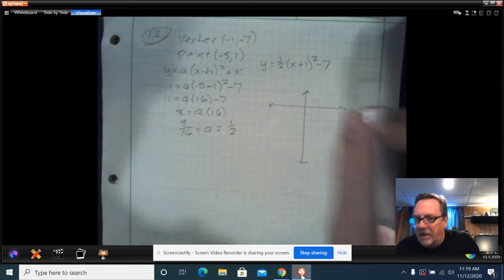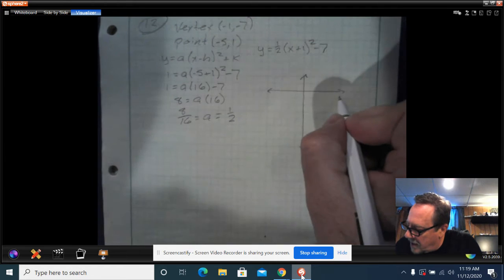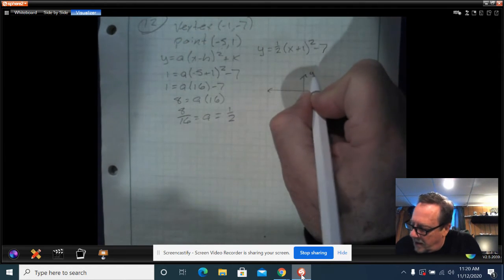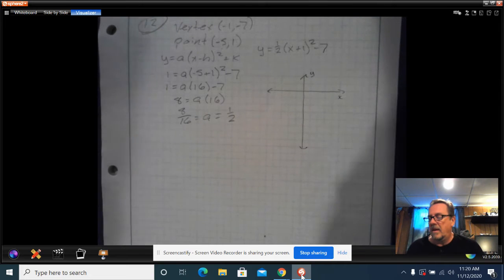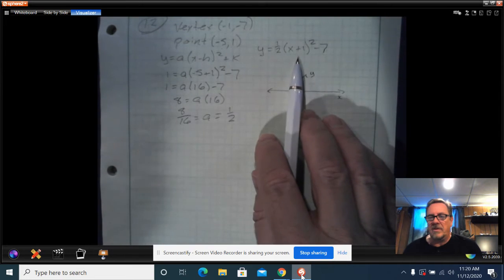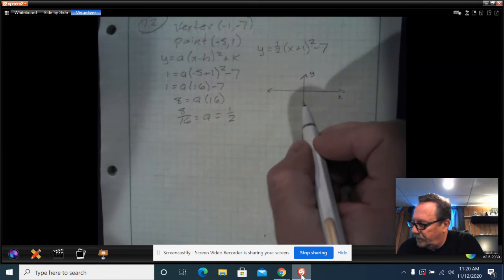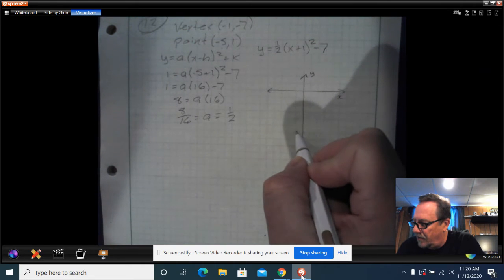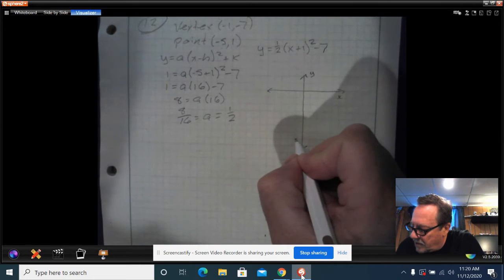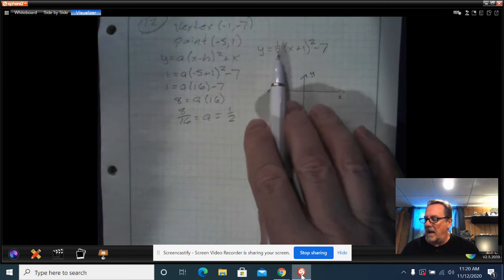So here's a coordinate plane with my x-axis and my y-axis. And I need to figure out where this is at. Again, my vertex is at -1, -7, so I can just go -1, then 1, 2, 3, 4, 5, 6, 7, -7. So there's my vertex down here. And then my a is 1/2.